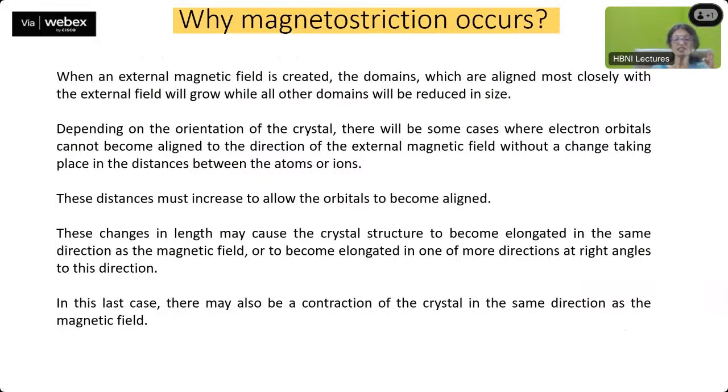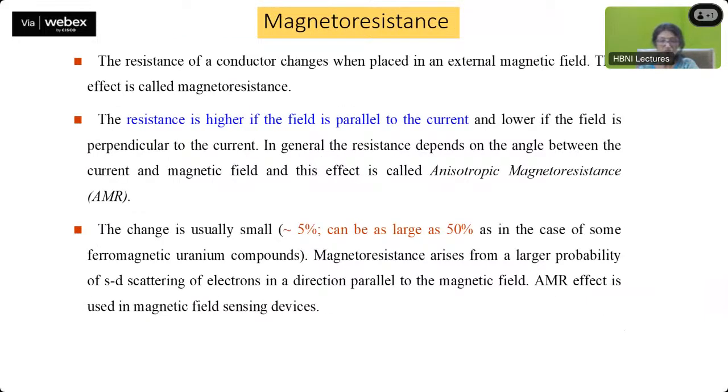These changes in length may cause the crystal structure to become either elongated in the same direction as the magnetic field, or elongated in one or more directions at right angles to this direction. In the second case, in some cases you might also see a contraction of the crystal in the same direction as the magnetic field. So that is why the change is not given simply as delta L. It can increase and it can decrease depending on the material which is being used.